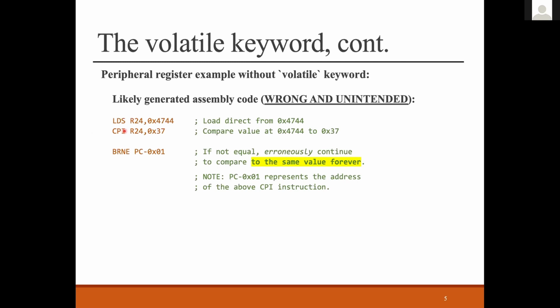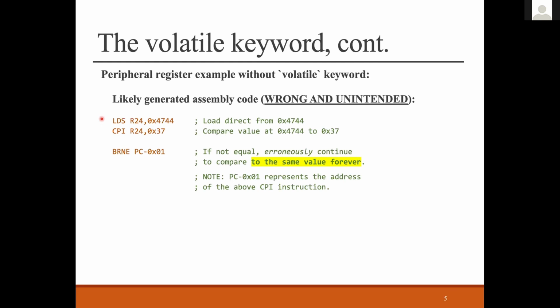Well, in this context, what are we trying to do? What we're trying to do is continually load from the memory location hex 4744. So if they're not equal, our goal is to instead jump back to the first line of code, which PC -1 in this case is a problem. It's going to jump to this line of code, which will just compare against the same value forever and ever. So basically, if the value that we load from hex 4744 is equal to 37, it's always going to be equal to 37 in this context. We're never going to reload from memory, which is a big problem. This will not actually compile to the kind of assembly code that we want.